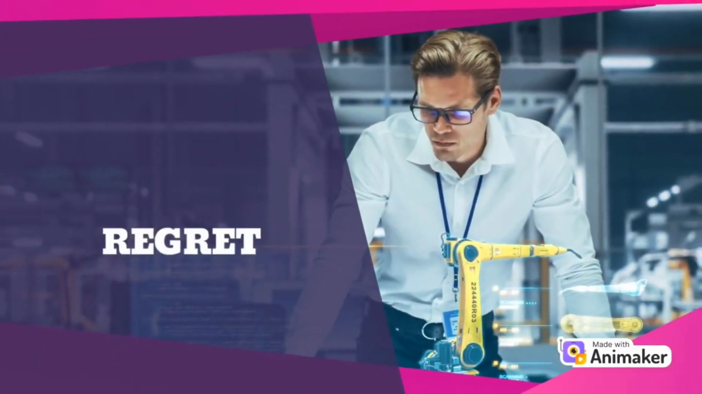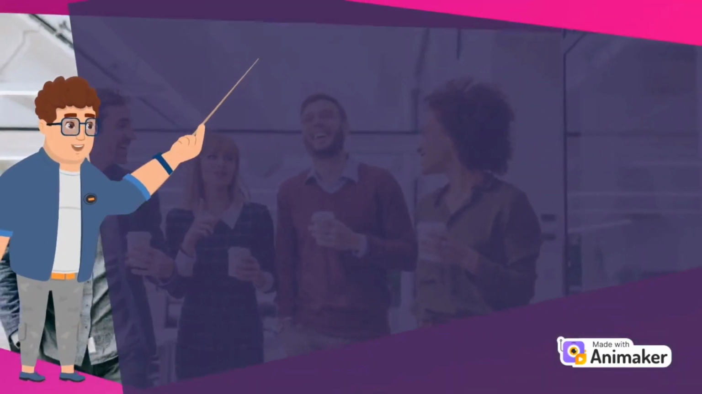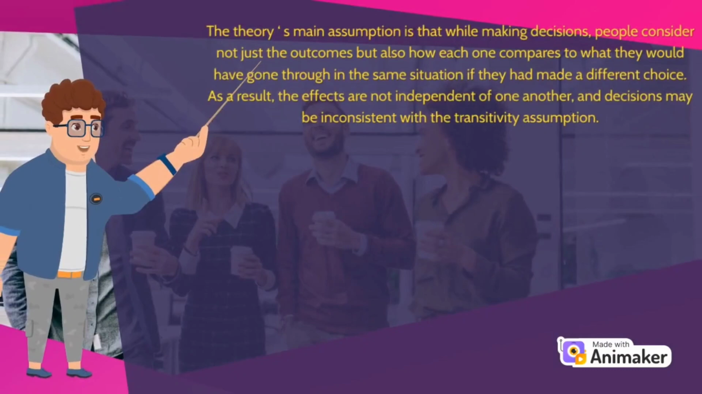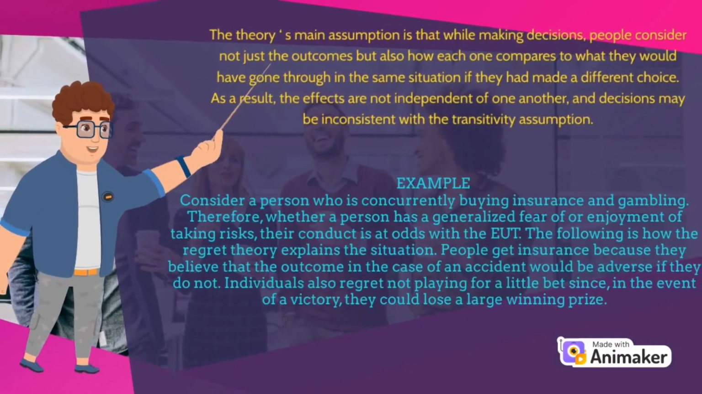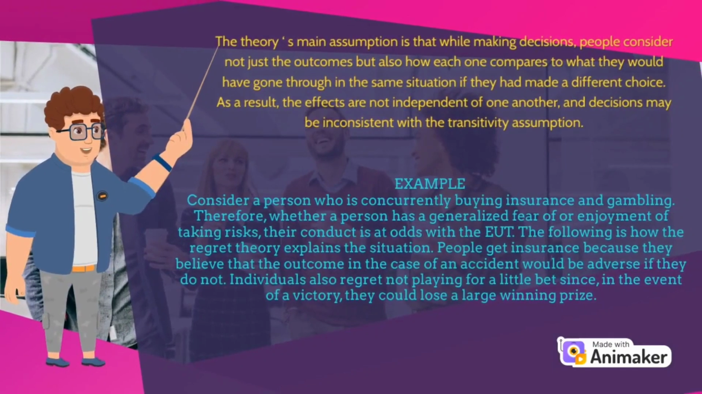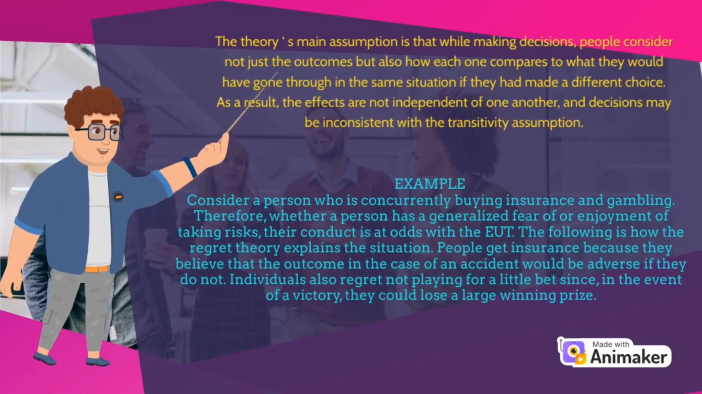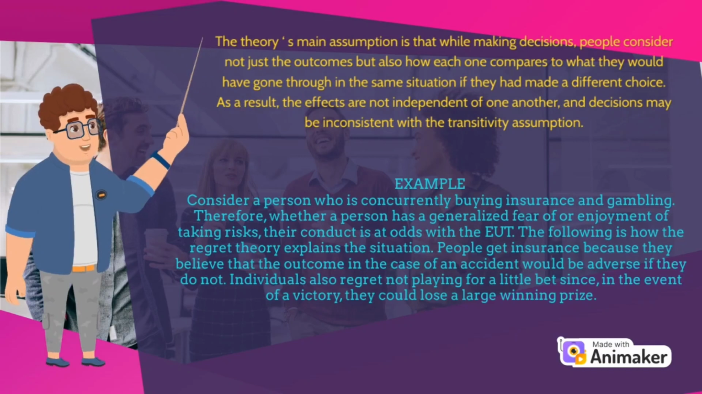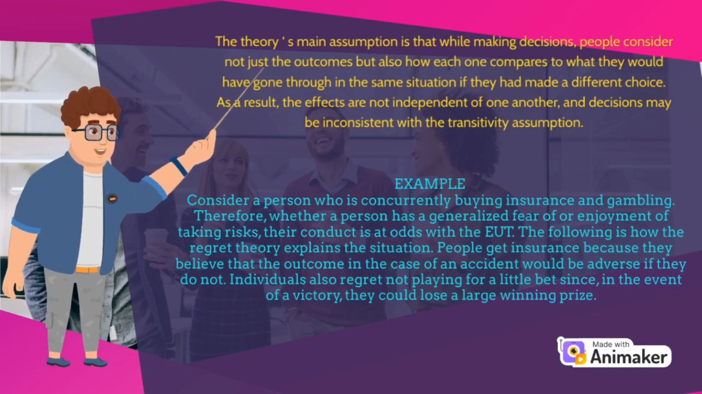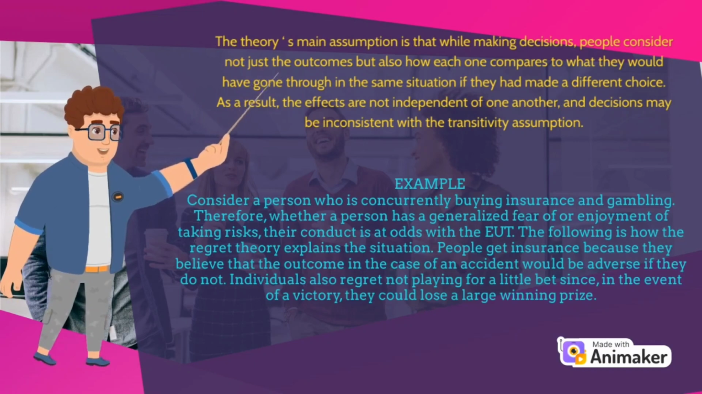Okay, next we go to regret theory. The theory's main assumption is that while making decisions, people consider not just the outcomes but also how each one compares to what they would have gone through in the same situation if they had made a different choice. As a result, the effects are not independent of one another, and decisions may be inconsistent with the transitivity assumption.